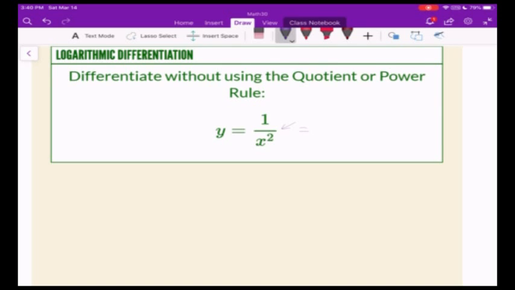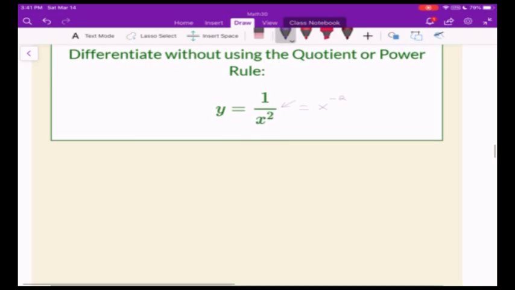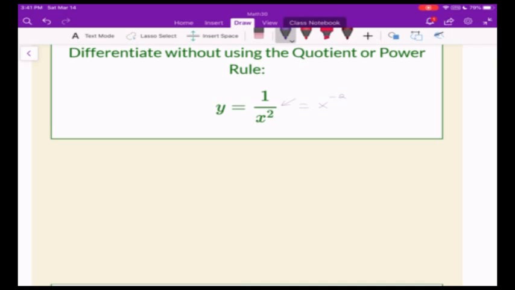Okay, this problem is saying differentiate without using the quotient or power rule. We could clearly use the quotient rule if that wasn't one of the stipulations, but even better is we would call this probably x to the negative 2 and use the power rule. So we've got a third way to deal with these. Obviously, maybe not the best way for this particular one, but this is just to demonstrate what you could do if the problem were more complex.